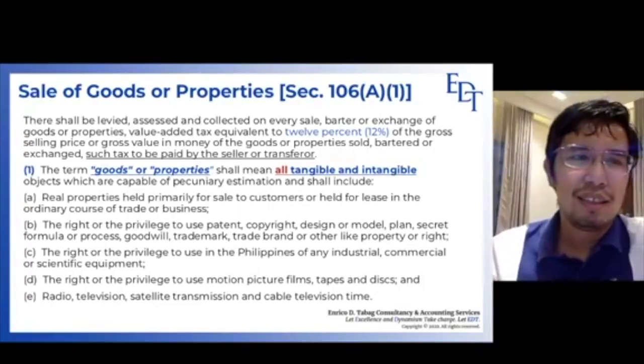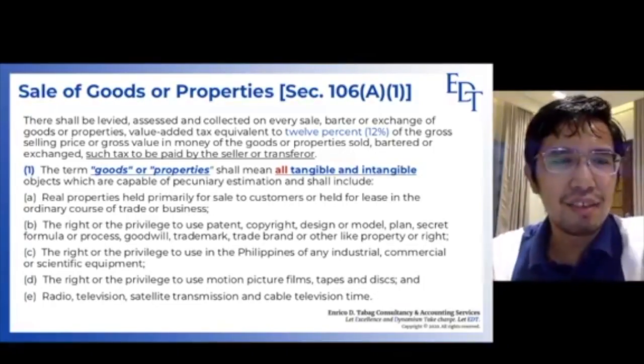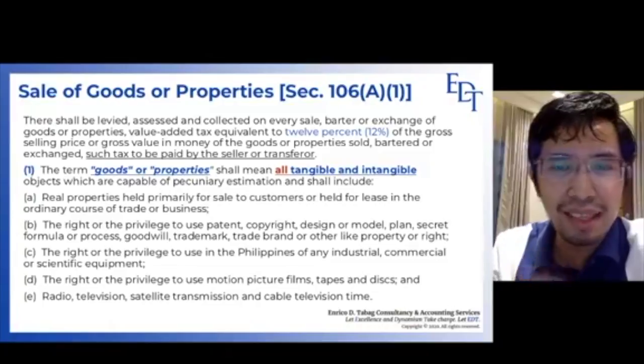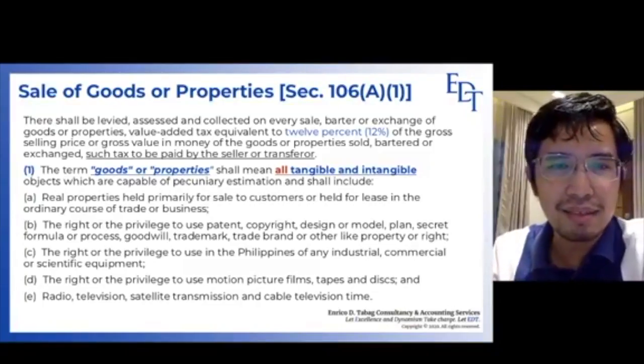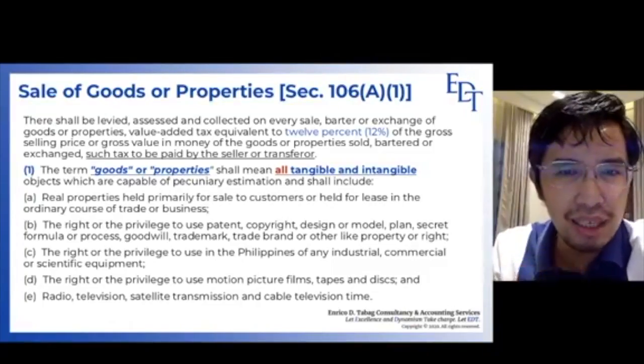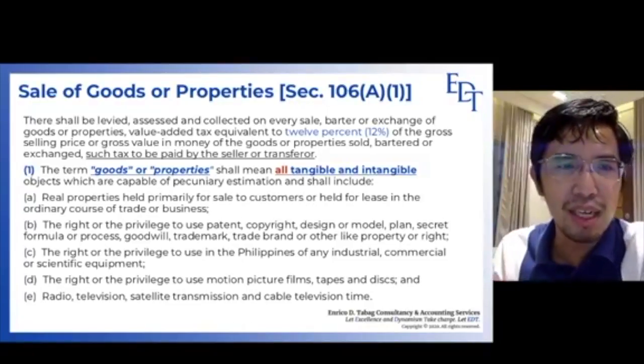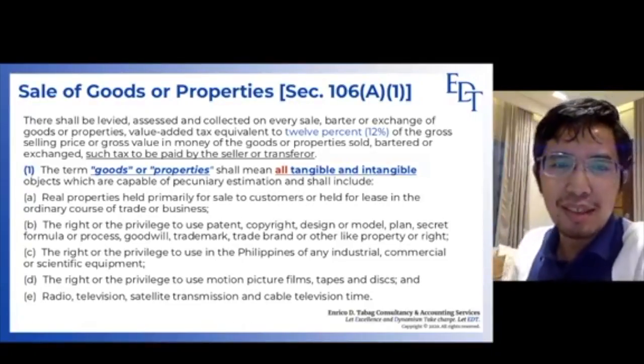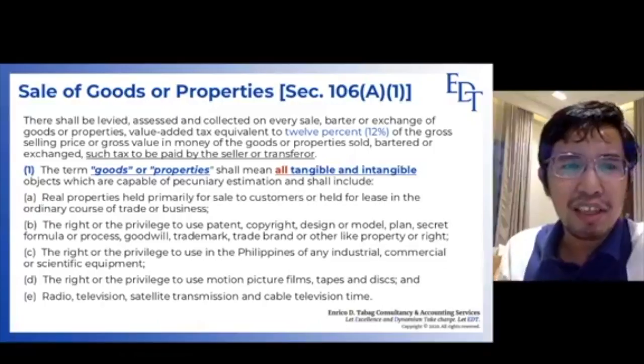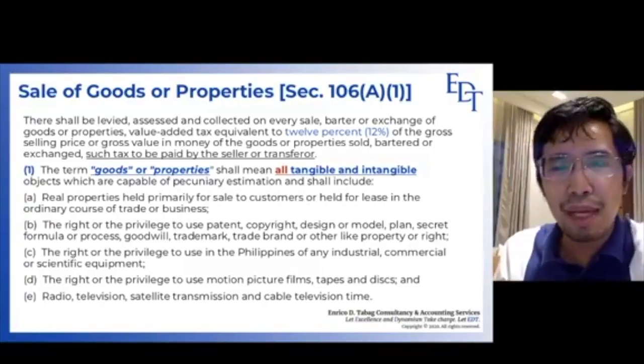Okay? You also have here the right or the privilege to use patent, copyright, design or model, plan, secret formula, process, goodwill, trademark, trade brand, or other like property or right.